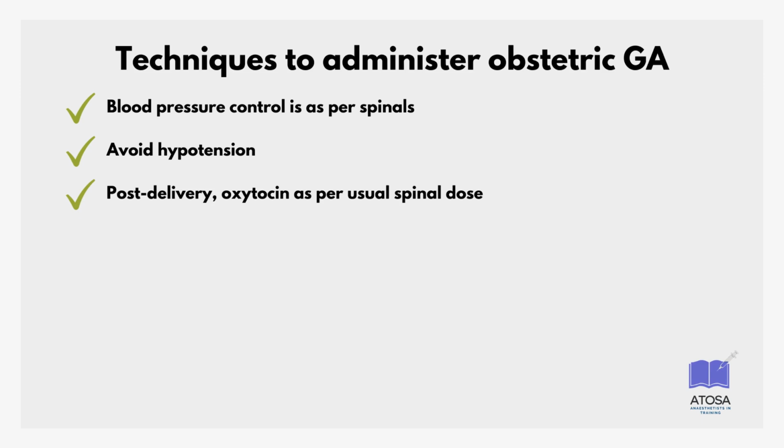Post-delivery, oxytocin as per usual spinal dose for Caesarean sections. I spent some time on this in the Caesarean talk, but just as a reminder, I give 2.5 units IV stat post-delivery, watching for hypotension. I then put the remaining 7.5 units in 1,000 ml of crystalloid, and I infuse this while in the operating theatre. When I'm in the recovery unit, I put a fresh bag with 20 units in 1,000 ml as the maintenance dose, and I run this at 125 ml an hour.